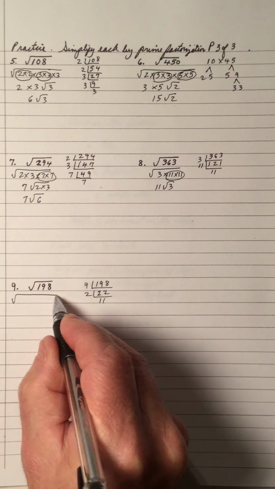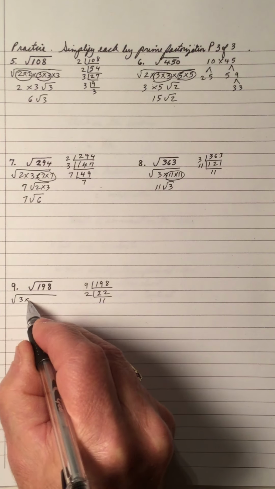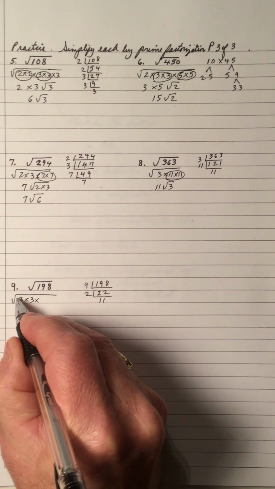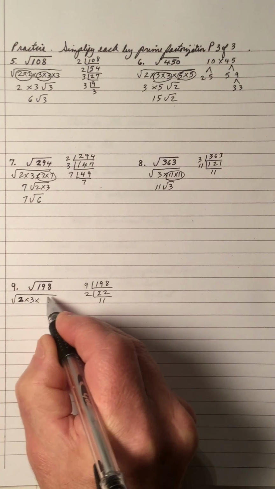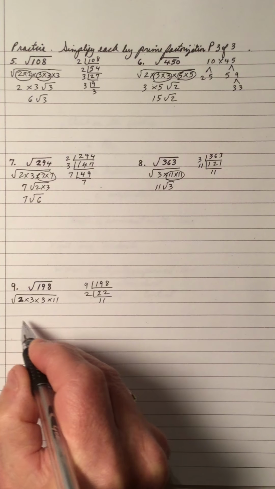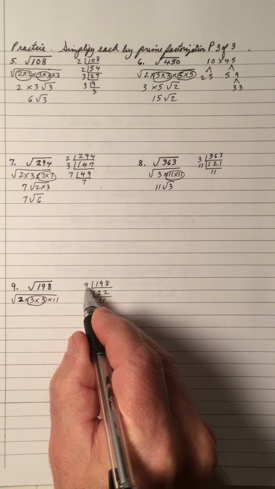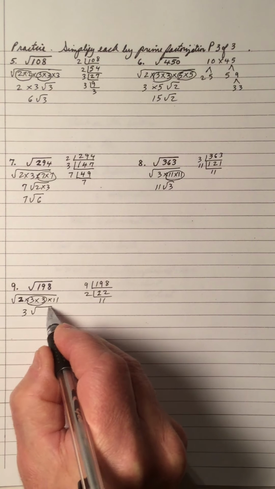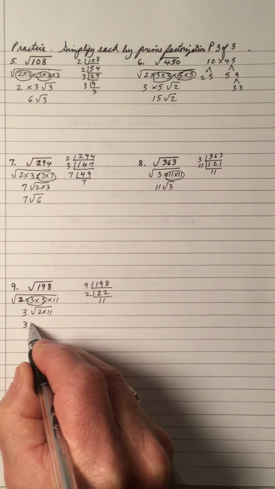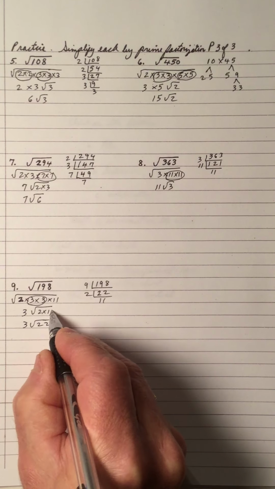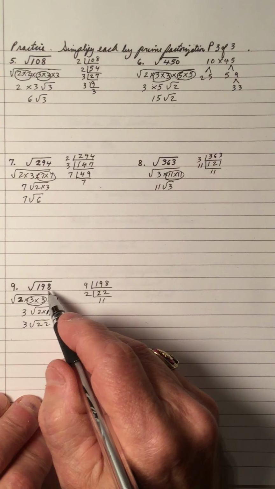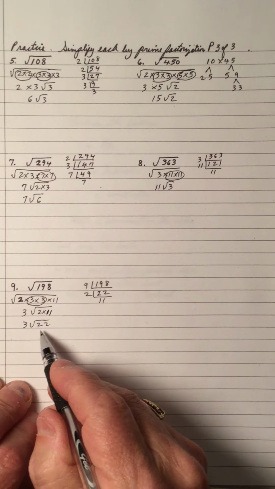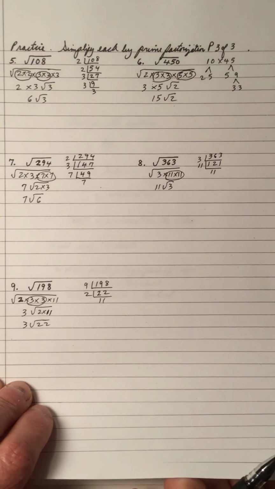So that's, notice 9 is 3 times 3, and I could put the 2 first. So 2 is first, 3, 3, and 11. So I got two 3s because the square root of 9 is 3. So that's 3 root 2 times 11. So it's 3 root 22 is the simplification in radical form for the square root of 198. That brings us to the end of the prime factorization.